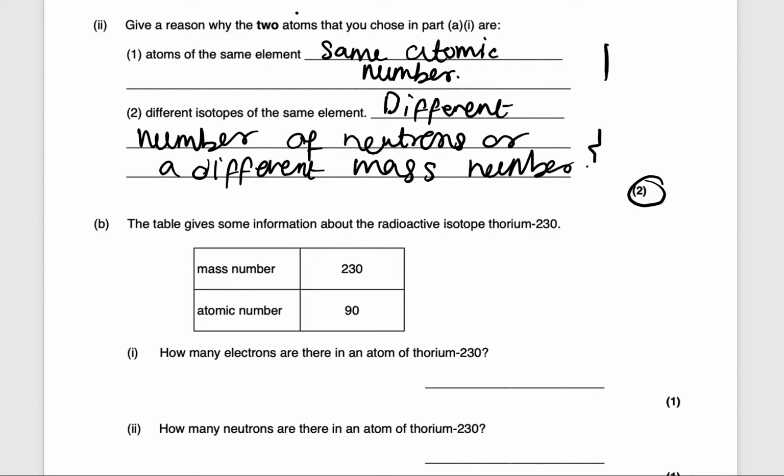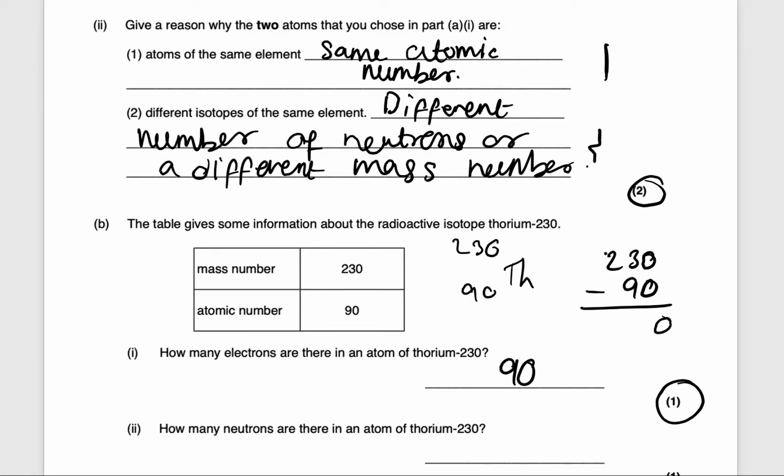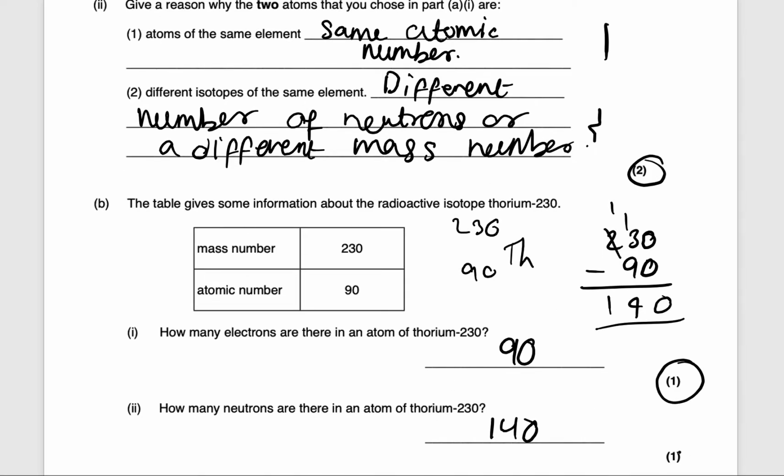The table below gives some information about the radioactive isotope thorium-230. The mass number is 230 and the atomic number is 90. So we could just write that as Th 230 90. Okay, how many electrons are there in one atom of thorium-230? Well, atomic number 90 for 1 mark. How many neutrons? Well, that's going to be 230 subtract 90, which is 140. So 140 neutrons. And that will also give you another mark.